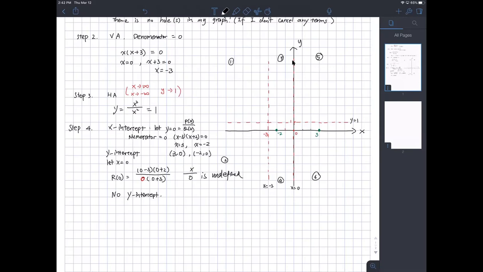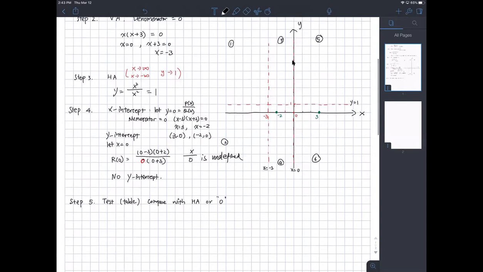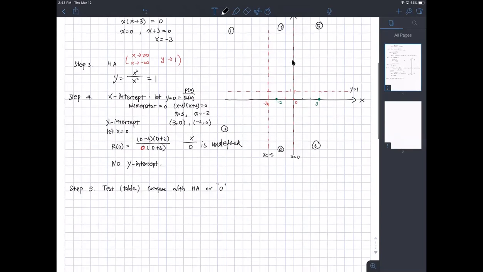Now this comes to step 5. In step 5, I'm going to test some numbers. I'm going to make a table and test some numbers. But keep in mind that when you're testing your numbers, you're going to compare the y value with your horizontal asymptote, or you're going to compare it with 0. The reason we're doing this, you'll see in the example.